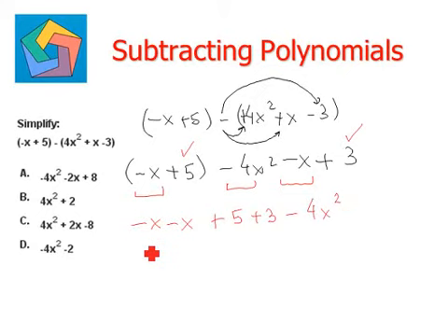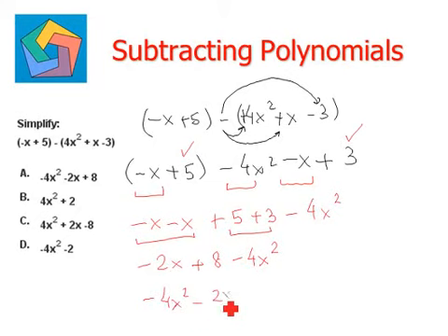Now let's combine the two negative 1x's. They add up, so they become 2x, and we retain the negative sign. Plus 5 plus 3 is 8, and negative 4x squared. Now we write down in the correct order. The correct order will have the square term first, then the x to the power of 1 term, and plus 8. So this is nothing but negative 4x squared minus 2x plus 8.